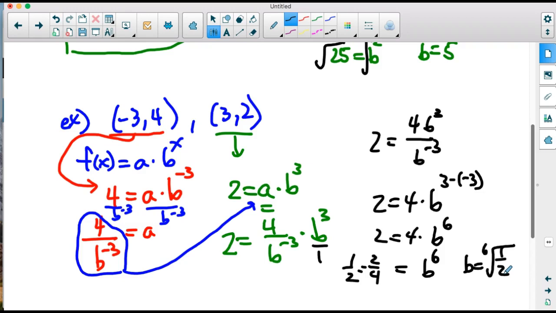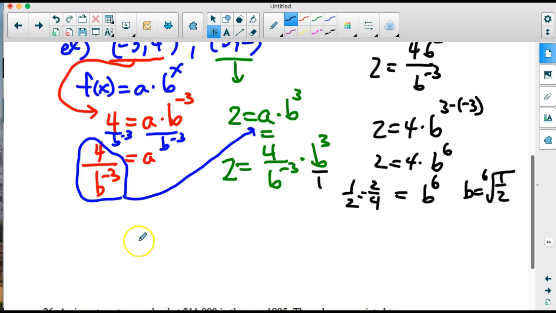Okay, so let's look at this in terms of how much it decayed by. So I think that it went from -3 to 3, that's 6 units, and it went from 4 to 2, that's dividing it in half, right?